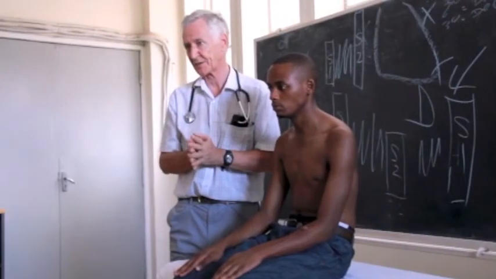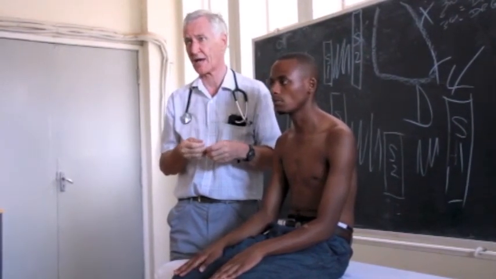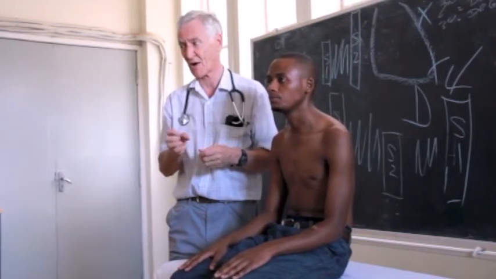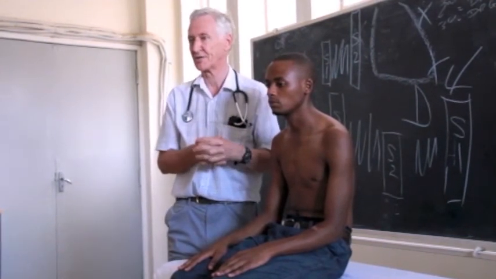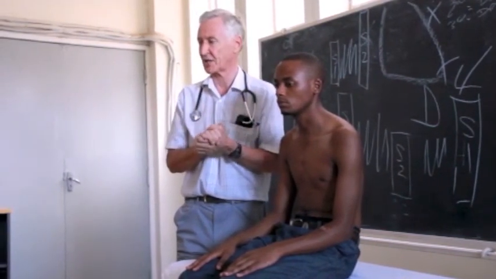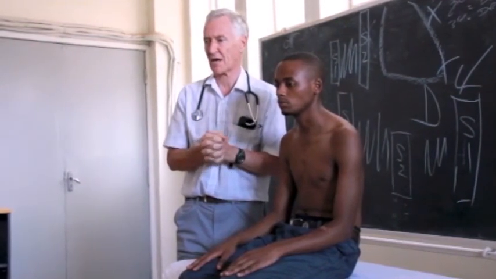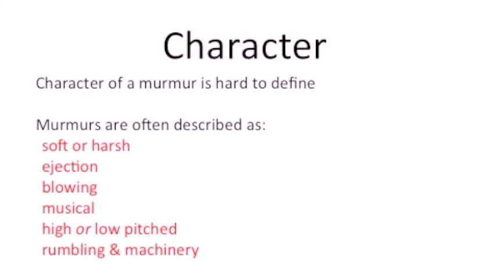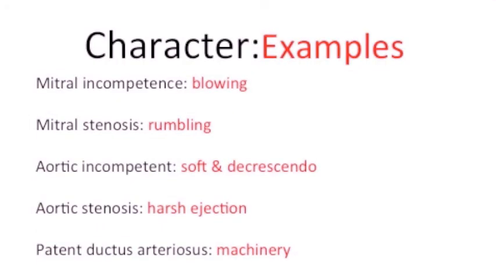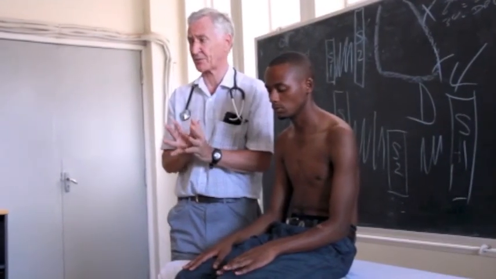For example, mitral stenosis is a rumble, or what we call a low-pitched sound, whereas mitral incompetence is a high-pitched blowing sound. And aortic stenosis would be what's called a harsh ejection type murmur, and aortic incompetence would be a decrescendo soft blowing type murmur. So the character of the murmur is important.